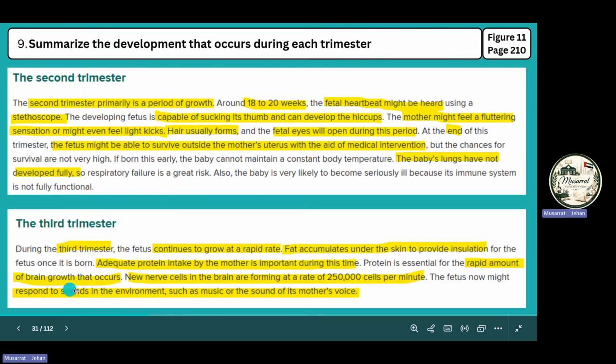Rapid amount of brain growth. Nerve cells are being formed. So brain growth is taking place in the third trimester. New nerve cells in the brain are forming at a rate of 250,000 cells in 1 minute. The fetus now responds to sounds, music, and also the mother's voice.